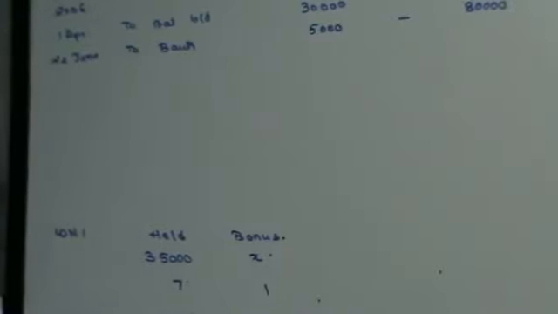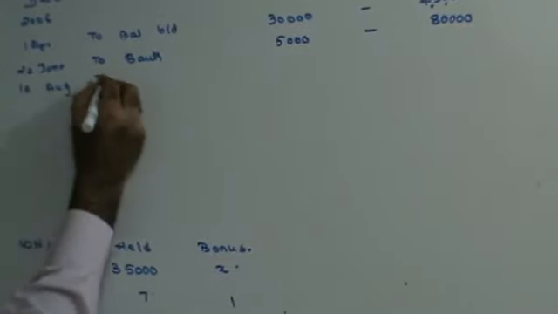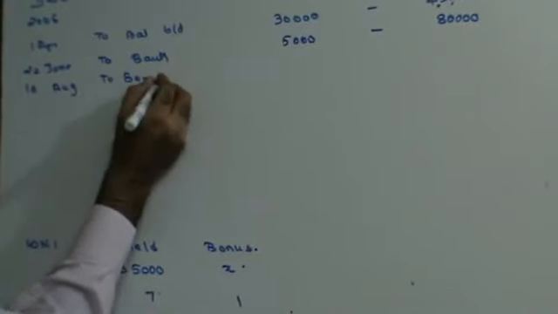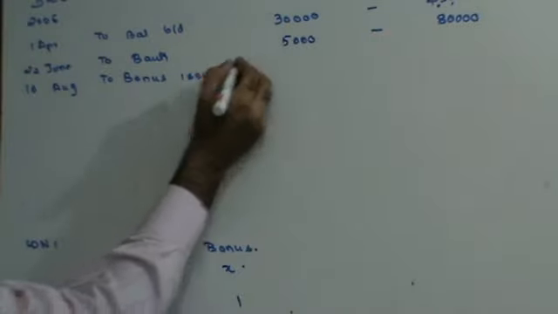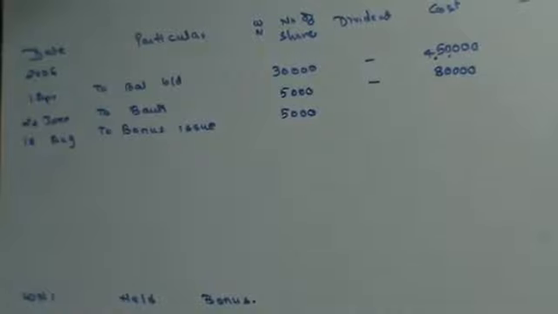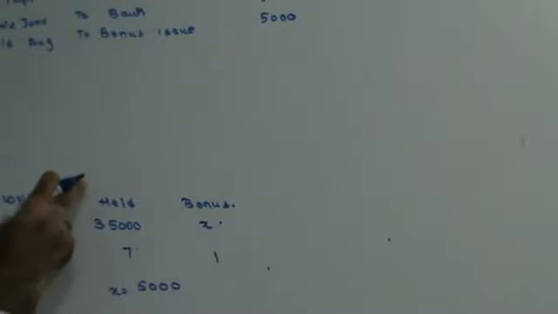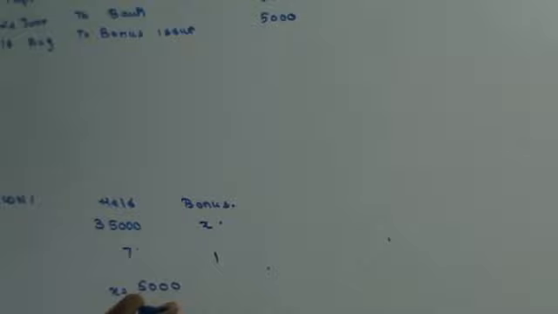So this is on which date? The directors announced on 16th August. On 16th August, you will write bonus issue of 5,000 shares. Right? They've given you that the ratio is you get a bonus of 1 for every 7 shares held. How many shares are you holding before the date of bonus? 35,000. So you will get a bonus of 5,000 shares.